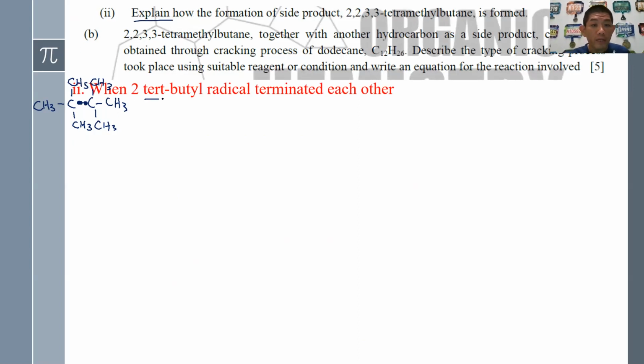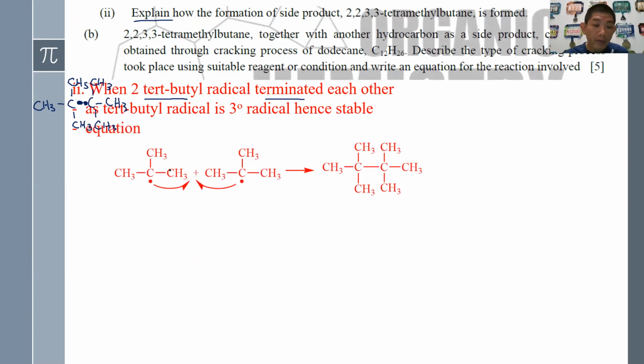So when two tert-butyl radicals terminate each other, termination occurs between two tert-butyl radicals. The tert-butyl radical is more stable and hence forms the equation. You can also represent this by using this diagram. This diagram clearly shows how the two tert-butyl radicals collide with each other and form 2,2,3,3-tetramethylbutane. So that is how you form this side product of 2,2,3,3-tetramethylbutane, which is from the termination step of the tert-butyl radicals.